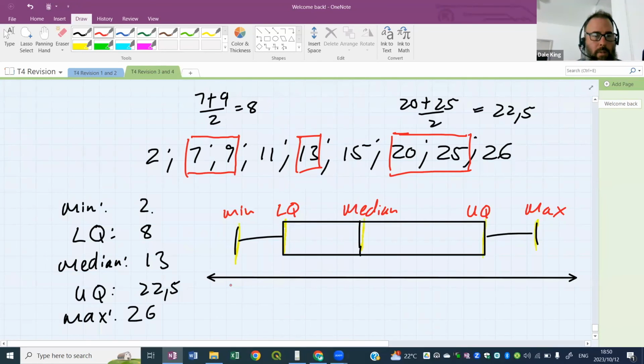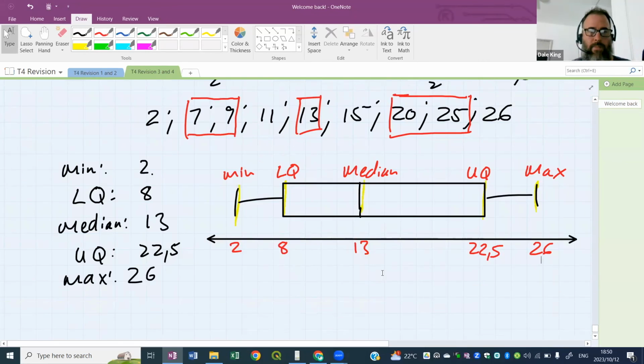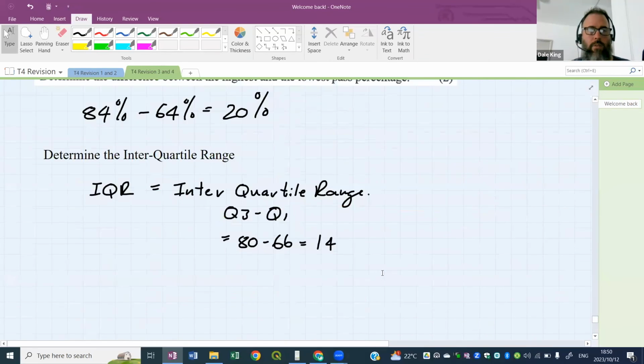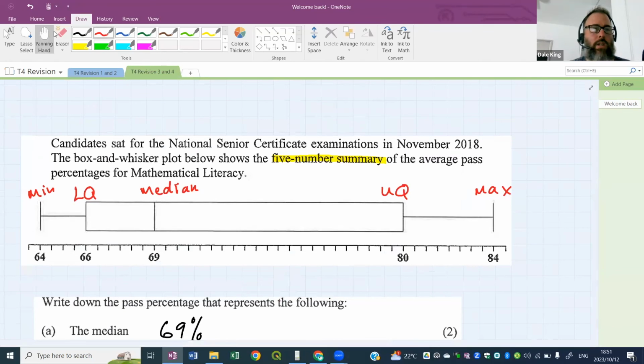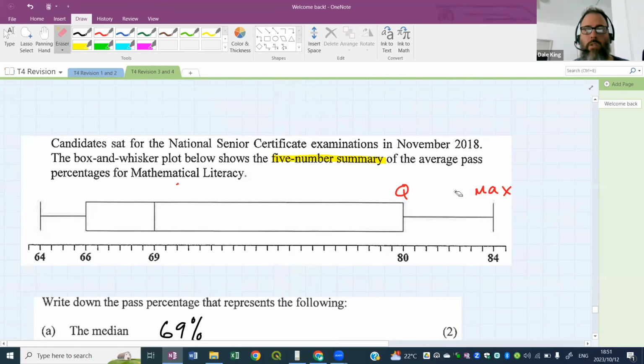Underneath the minimum line, you should see a 2, the lower quartile should be 8, the median 13, the upper quartile 22,5, and the maximum 26. So on the ruler, those lines will match those numbers. Thank you, sir. Pleasure. If we come back to the question there, they've taken a 5-number summary and plotted it using this box and whisker plot on this ruler, and then they're going to ask you a whole lot of questions on it.